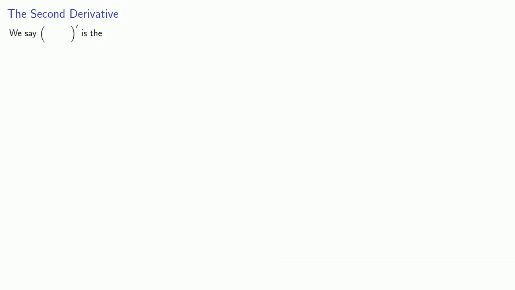And so we have to consider the derivative of the derivative. And in a fit of mathematical creativity, we'll call this the second derivative. And we'll write it in a couple of different ways. If we are using prime notation, the second derivative is going to be indicated by using 2 primes. And sometimes we call this f double prime.